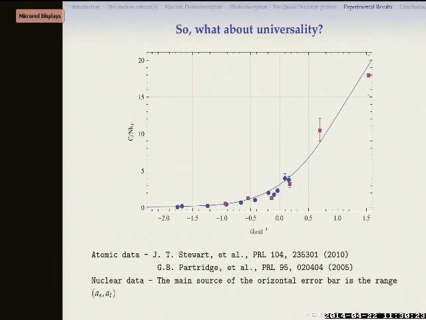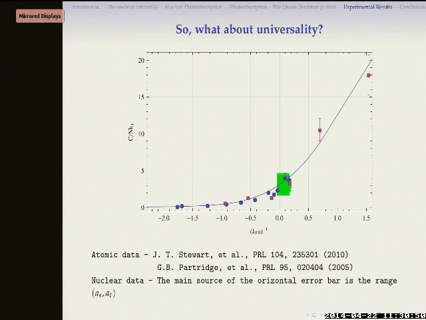So the question is, how do our results for nuclei fit into this picture? So this is the answer. Surprisingly enough, it seems to be consistent with this atomic data. Of course, under all our outrageous assumptions.